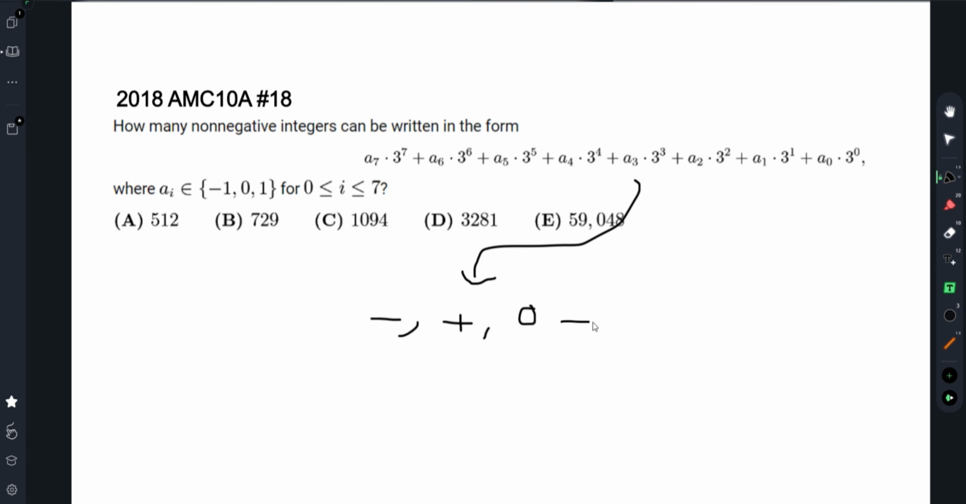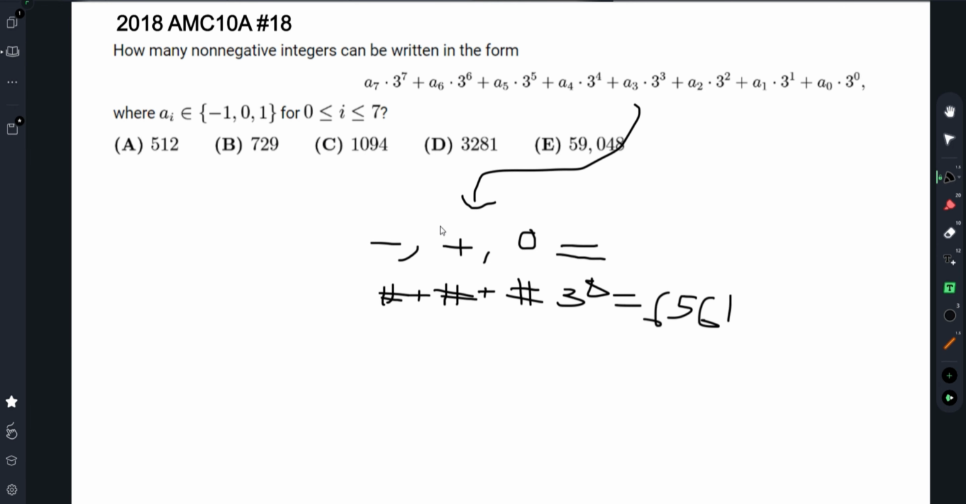And the number of integers that are negative plus the number of integers that are positive plus the number of integers that are 0 is equal to 3 to the 8, because there's 8 slots and there's 3 choices for each of them. So 3 to the 8 is 6561.